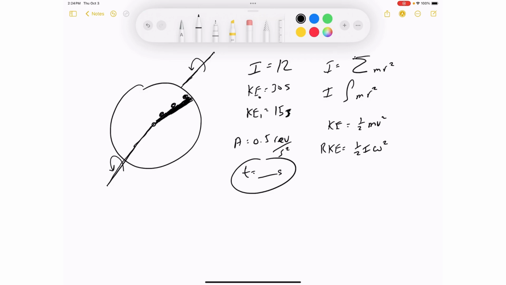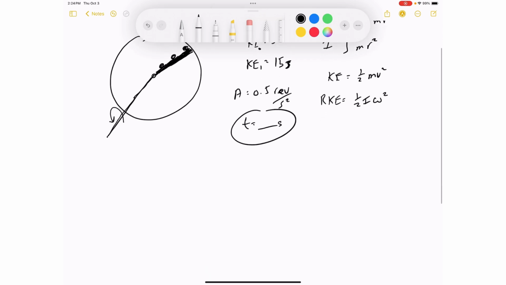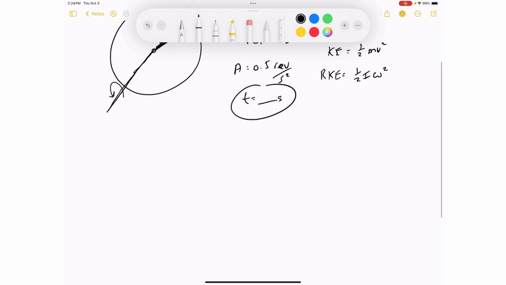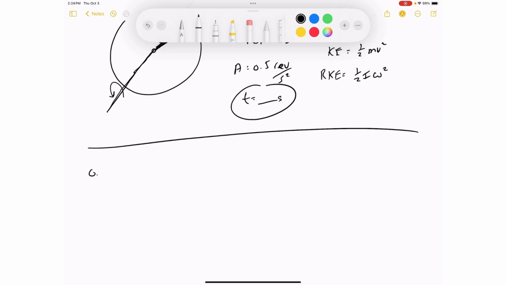Okay, so let's do this. The first thing we want to do is, we have this acceleration in revolutions per second squared, but I want to change that to radians per second squared. So if I have 0.5 revolutions per second squared, and I want to convert this to radians per second squared, times, 1 revolution is equal to how many radians? Well, remember in a circle it's 2 pi radians.